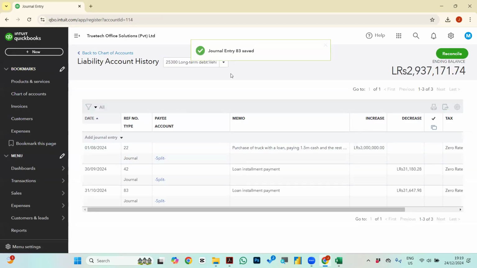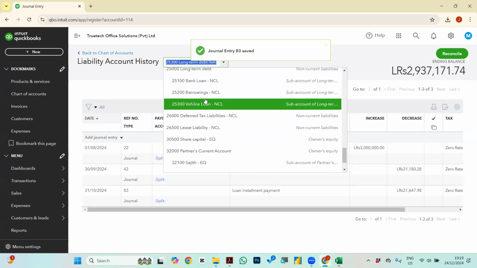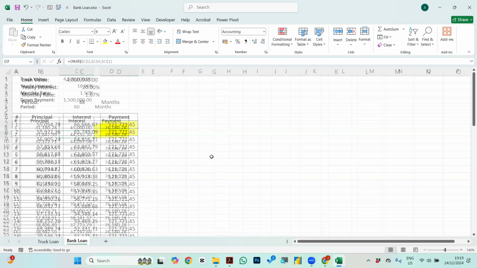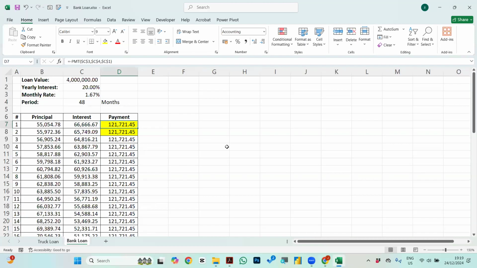So now I can also go to the other loan. Now this is a vehicle loan. I'm going to go to the bank loan. See here, this one is the truck loan. So under bank loan, you see here, first we made 121,000. Second payment also 121,000. We'll see what happened now.